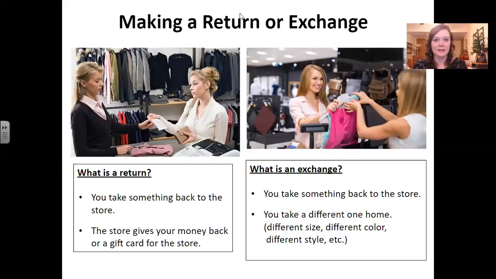Let's say it together. Return, return, exchange, exchange.